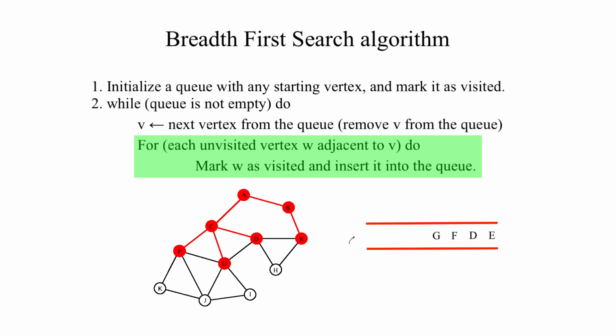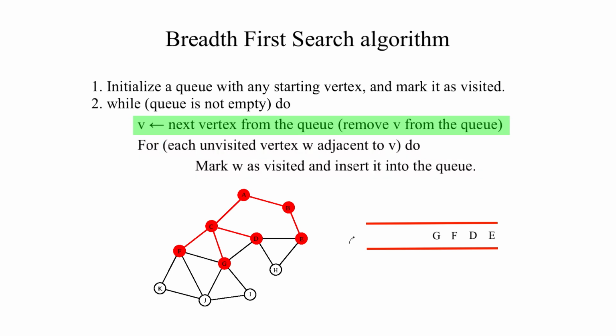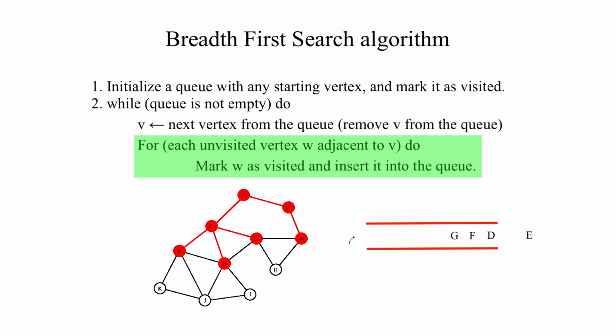The order in which the vertices are marked and inserted into the queue depends upon the order they are reached in the data structure that is used to represent the graph. Following the algorithm, take the next vertex from the queue, vertex E, and remove it from the queue. For each unvisited vertex adjacent to E, mark it as visited, and insert it into the queue. So, we mark the vertex H as visited, and insert it into the queue.